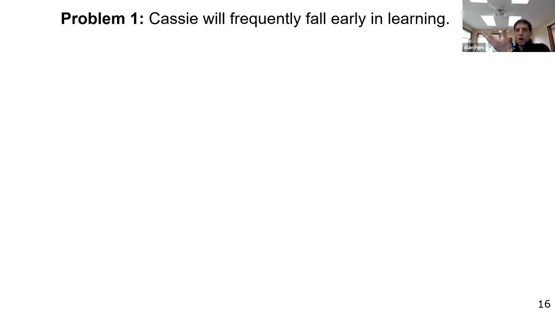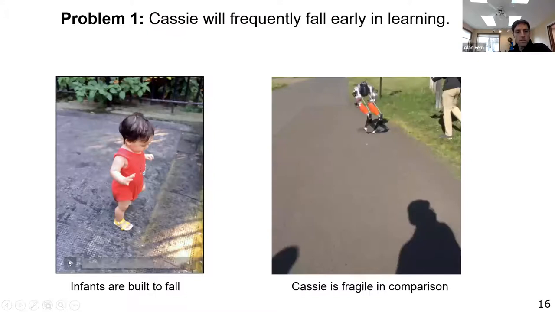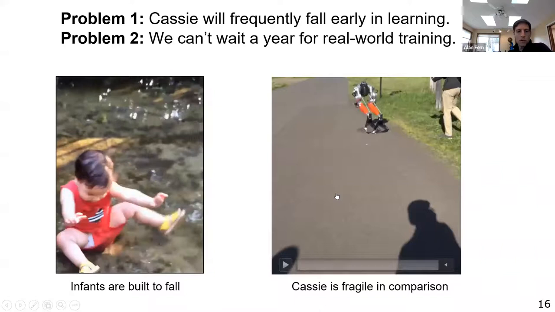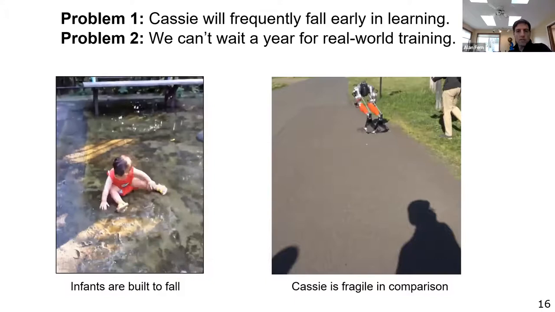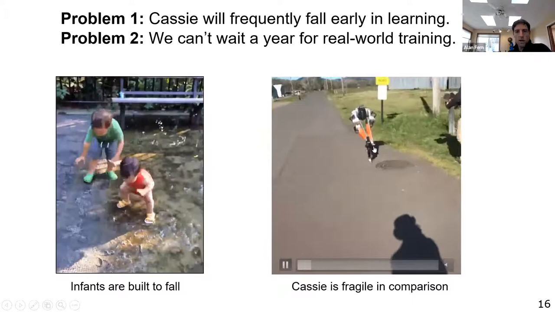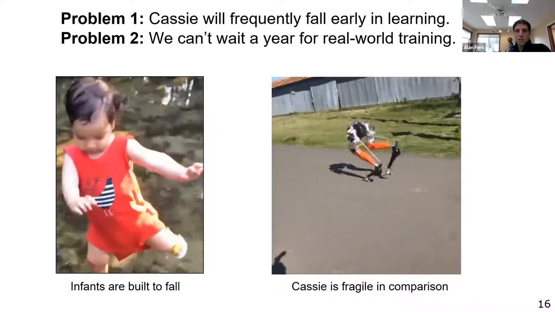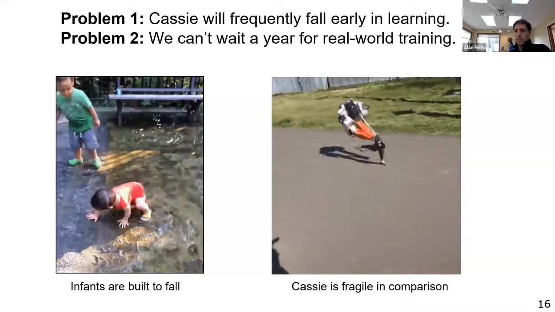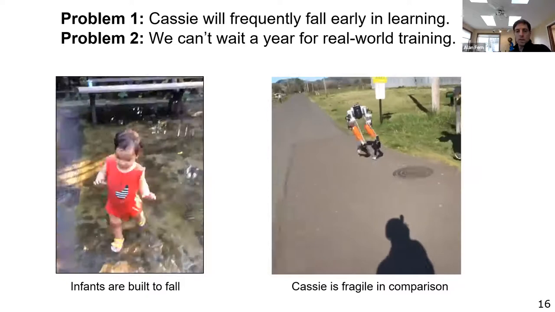Children fall a lot. They really do. They fall all the time too. I'm trying to get this video going. But they're built to fall. They're squishy, right? And they can get right back up. They're not fazed by falling. So we'll watch that infant move around. Cassie, on the other hand, we don't want falling too much, right? Cassie's going to break if that happens very often. And Cassie does break. Every time Cassie breaks, we have to bring it back to Agility and wait, and it kills our research. Our students are really good at breaking Cassie, but we're trying to decrease the frequency of that.